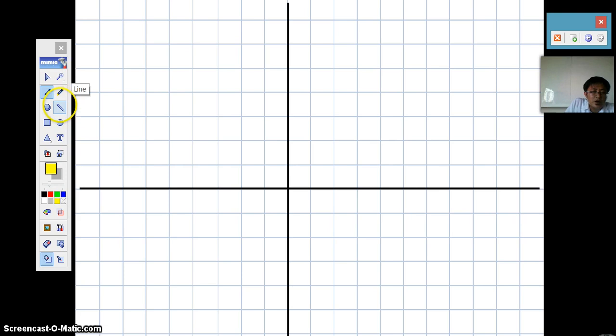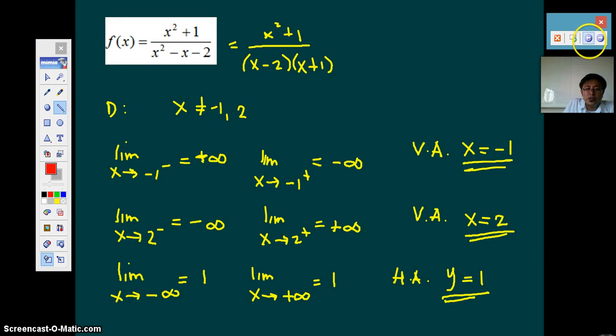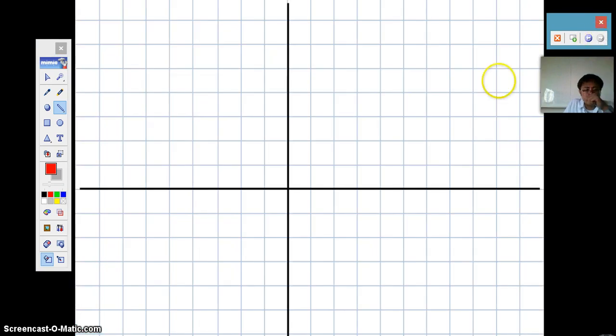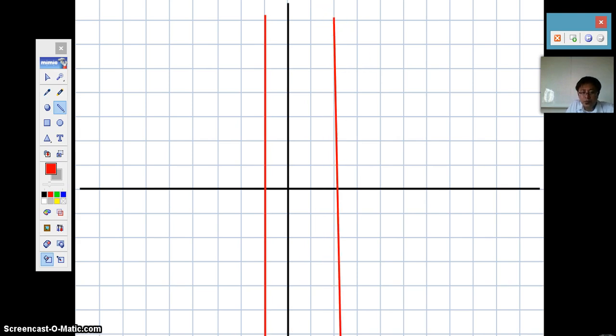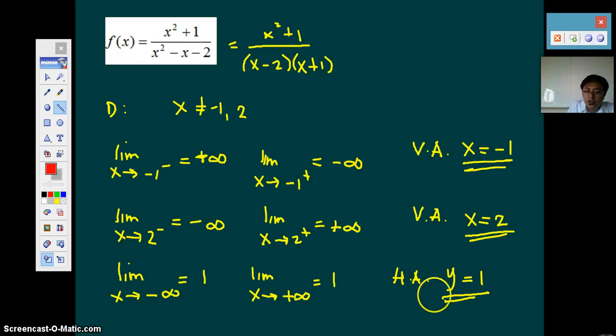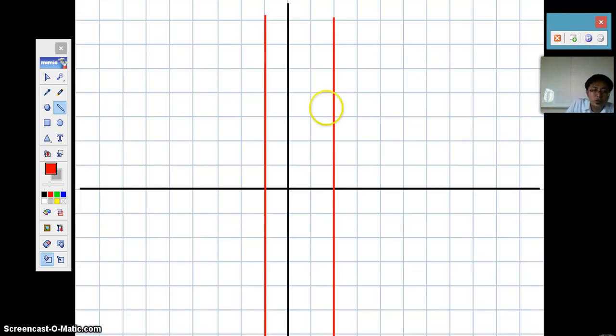So let's graph our asymptotes using a red line. We have a vertical asymptote at x equals -1 and x equals 2. So we have two vertical asymptotes. This red line, remember, is an asymptote here. And we have a horizontal asymptote at y equals 1.